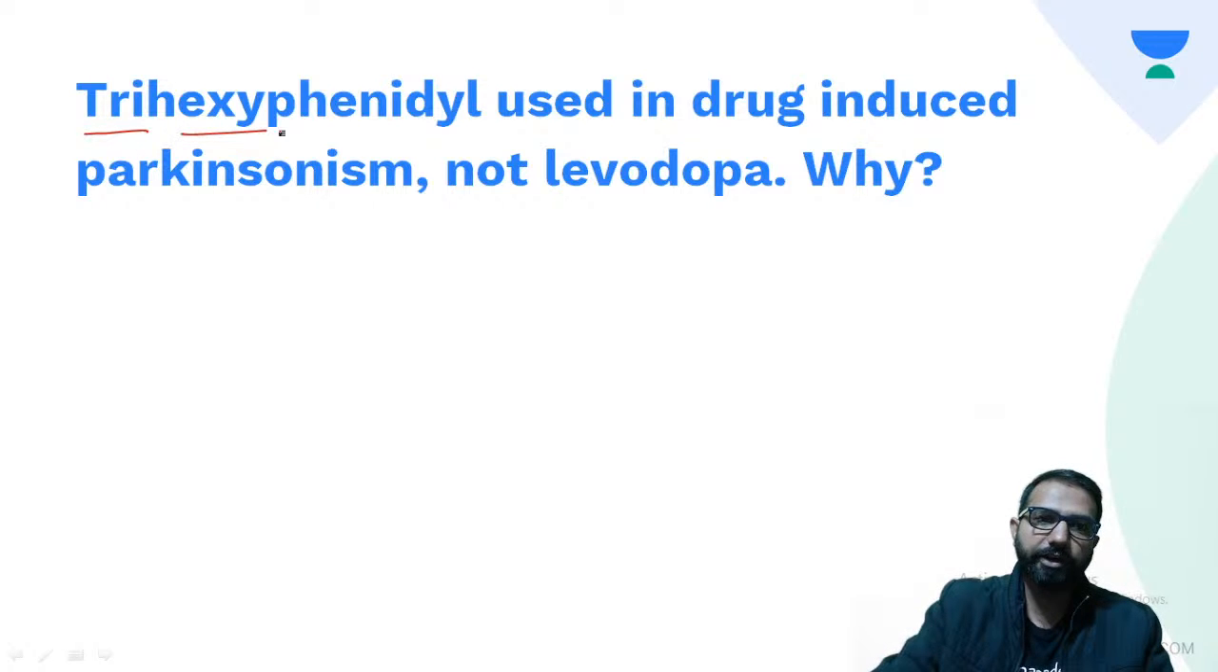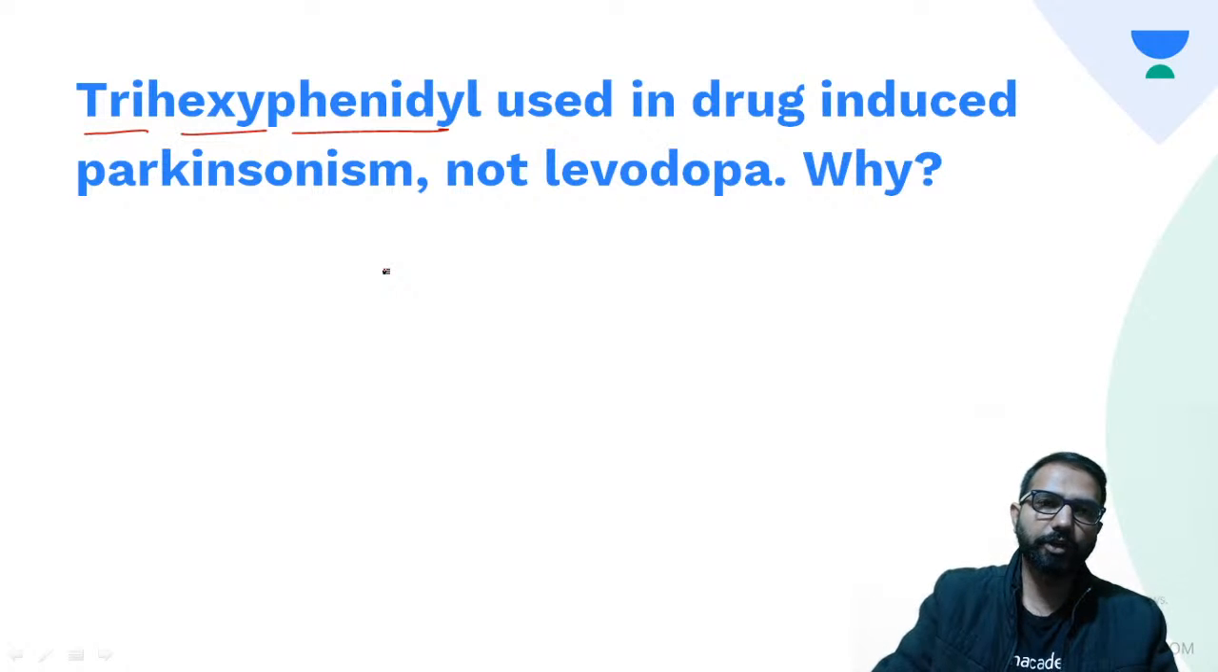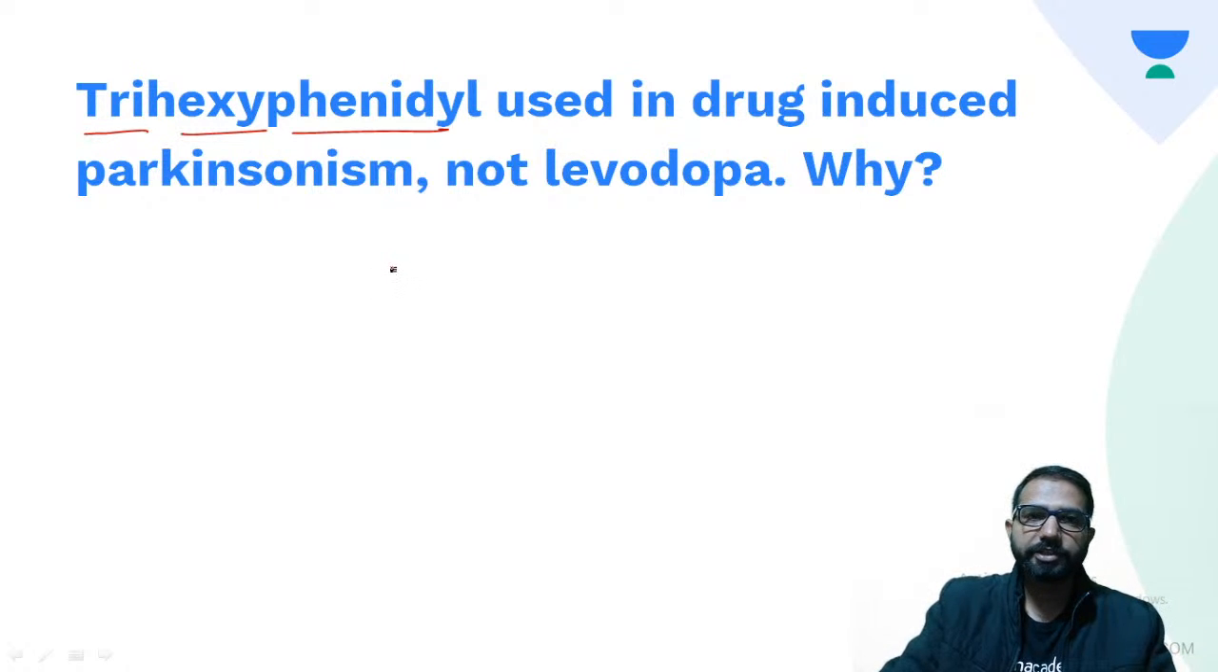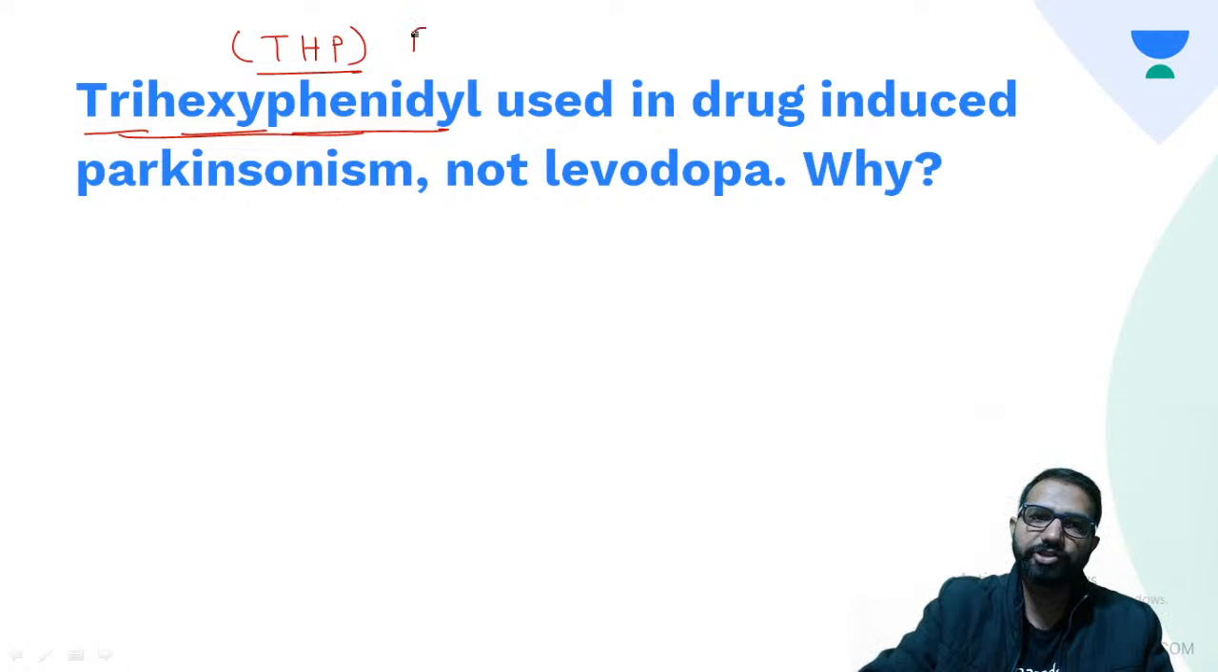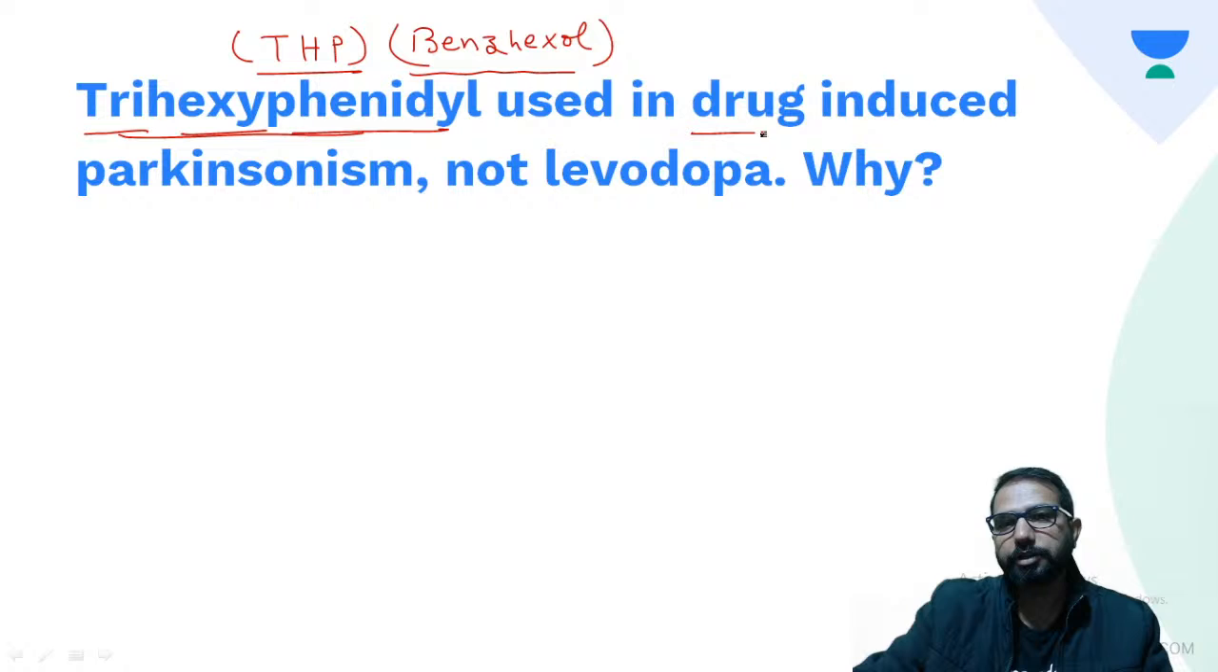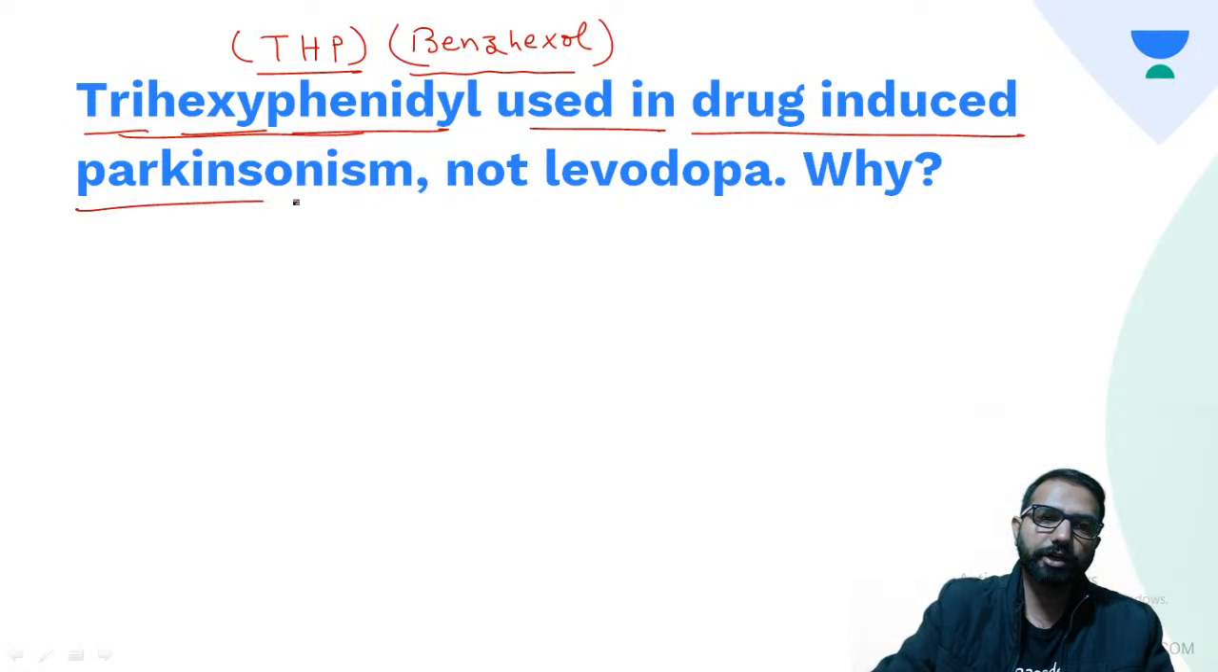Then trihexyphenidyl. In athletes, WADA, NADA, these agencies are testing all these drugs. Even salbutamol is there, so many drugs are there, so misuse of these drugs is prohibited. Trihexyphenidyl, that is THP in short, which is also called benhexol, is used in drug-induced Parkinsonism, not levodopa. We don't use levodopa, we use THP.